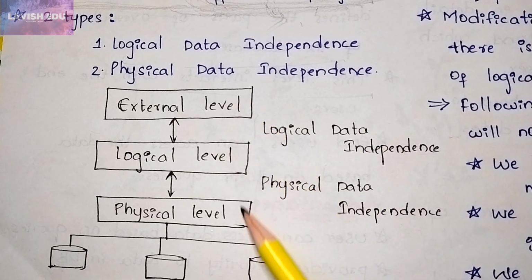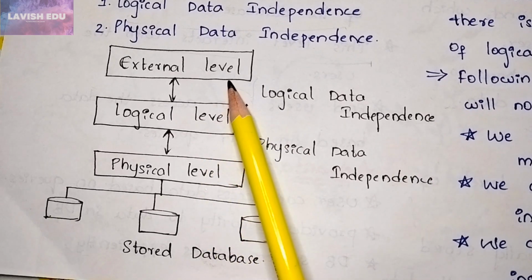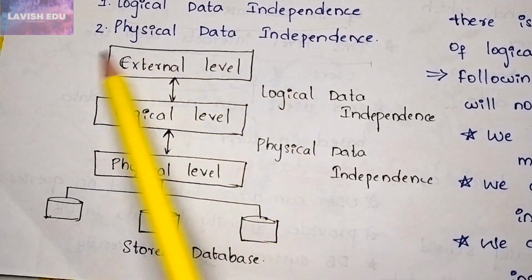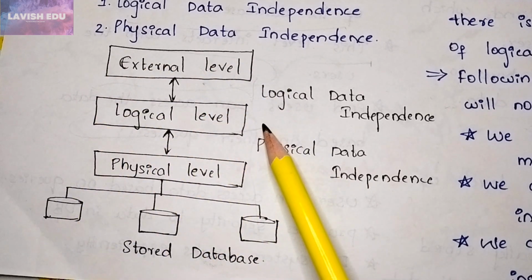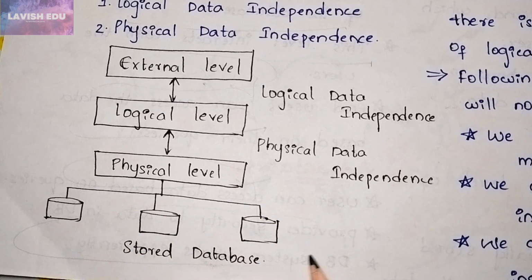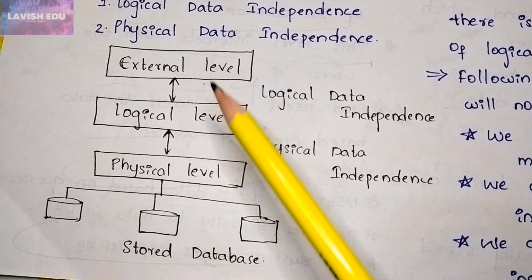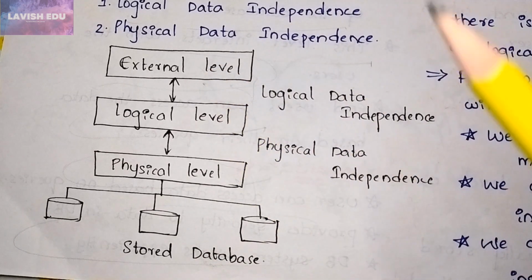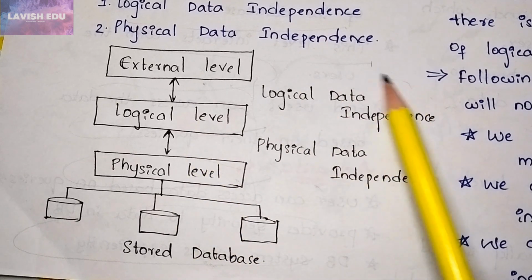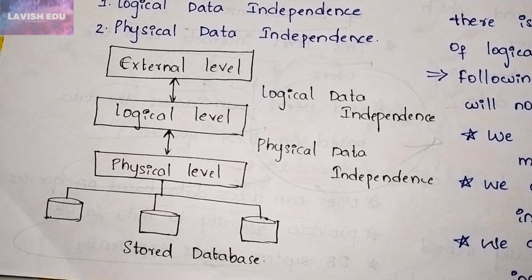These are the levels we have gone through in our previous sessions, the levels of abstraction. This is the external level, which is the view level. This is the logical or conceptual level. This is the physical or internal level, and here our databases are stored. Logical data independence occurs between the logical level and the external level, and physical data independence occurs between the physical and logical levels. So, how is it possible?